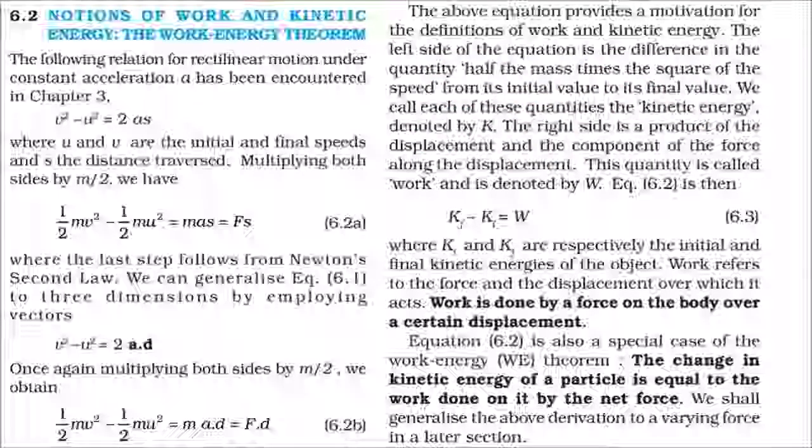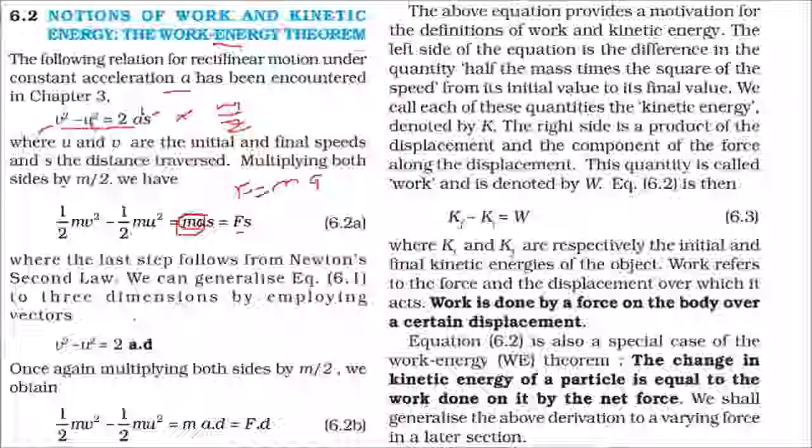Notions of work and energy. The work-energy theorem. We know that in rectilinear motion, with acceleration a, we can always write v square is equal to u square plus 2as, or v square minus u square equal to 2as. Here v is the final velocity, u is the initial velocity, a is the acceleration, and s is the distance traveled. Now multiply both sides by m by 2. What do you get? Half m v square minus half m u square is equal to ma into s. Ma is force, since force equals ma. So let us write it as f into s. We have used the second law of motion, f equal to ma, here.